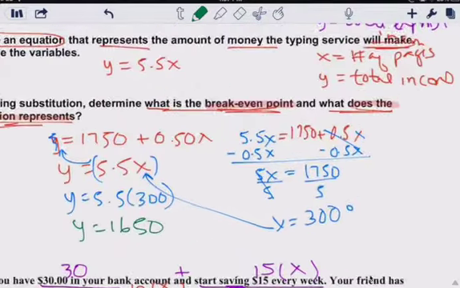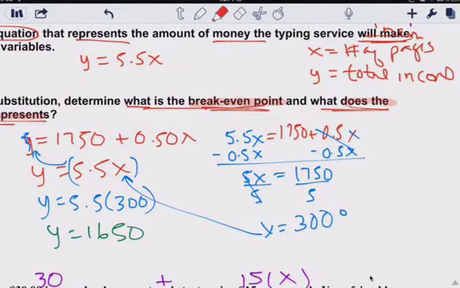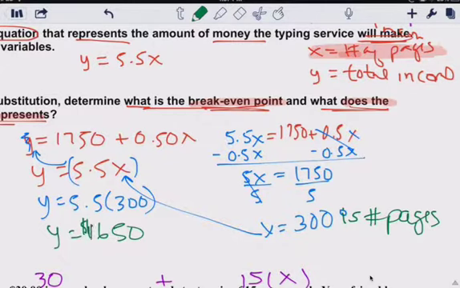Okay, so 350 is the number of pages, which we stated right here. 350 is the number of pages. So she's typed 350 pages. She's going to make 1925, and it costs her the same. This is her investment and cost.